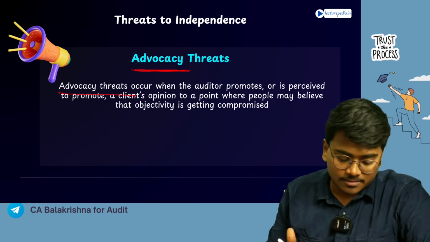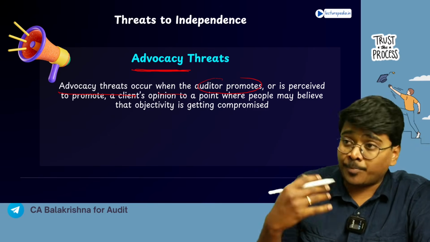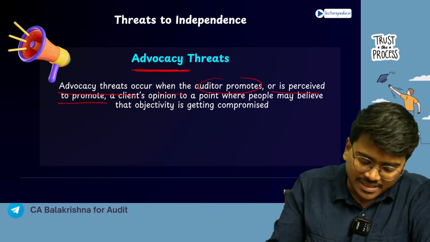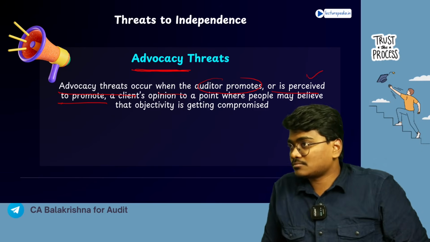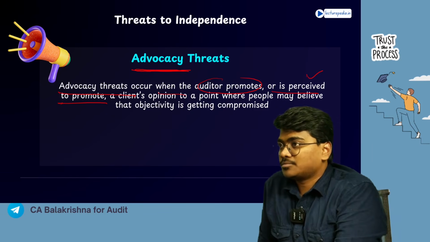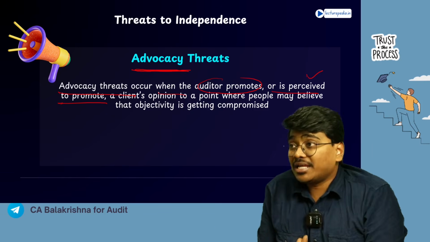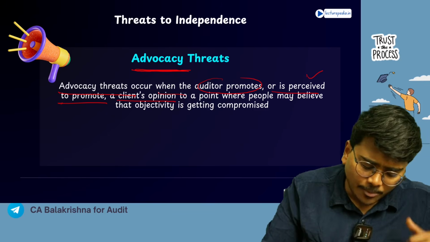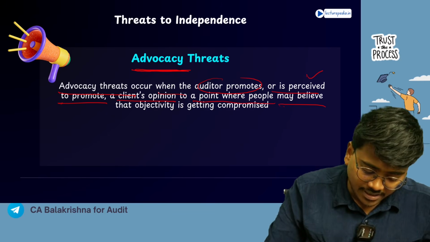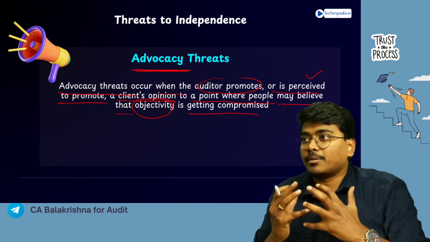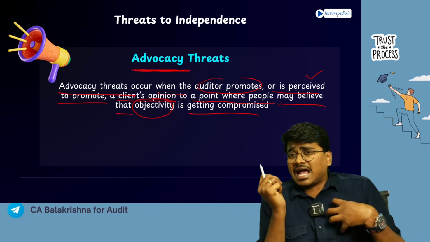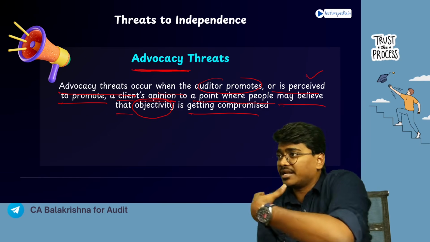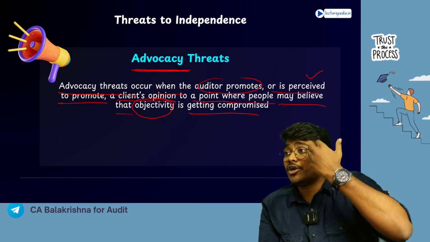Advocacy threats occur when the auditor promotes or is perceived to promote. Perceived means he appears to promote, whether he actually promotes or not, a client's opinion to a point where people may believe that objectivity is getting compromised. The auditor has promoted the client to such an extent that the people who are seeing their relationship are feeling that the auditor has lost his objectivity.